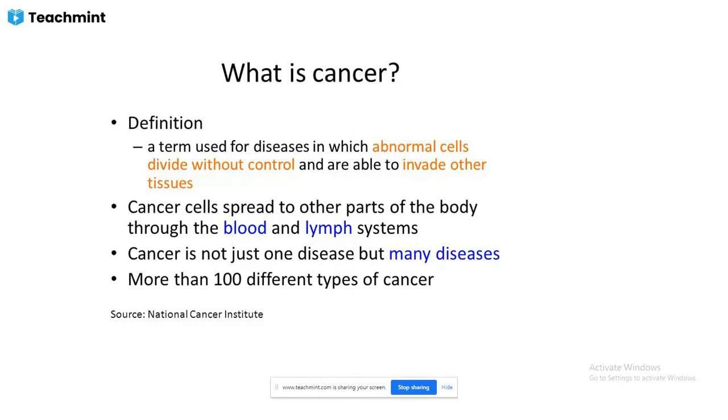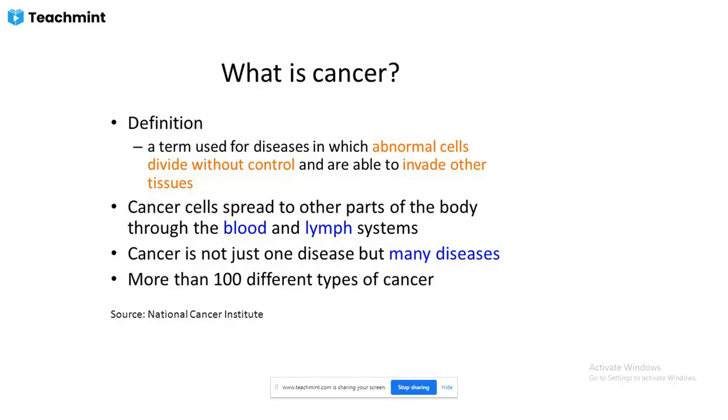So what is the definition of cancer? The term is used for a disease in which abnormal cells divide without control and are able to invade other tissues, and cancer cells spread to other parts of the body through the blood and lymph systems. So cancer is not just one disease, but many diseases. More than 100 different types of cancers exist.